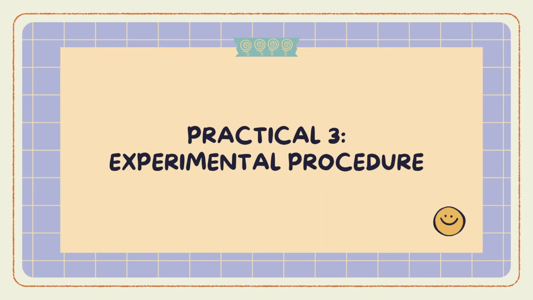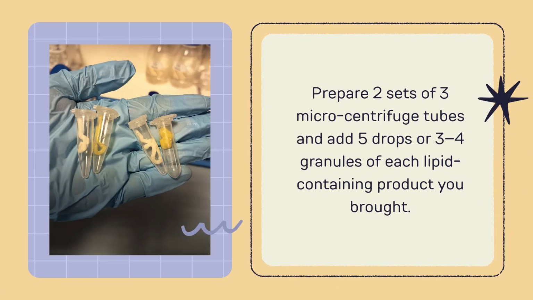Our experimental procedure for practical 3. First, prepare 2 sets of 3 microcentrifuge tubes and add 5 drops or 3 to 5 granules of each lipid-containing product you brought.